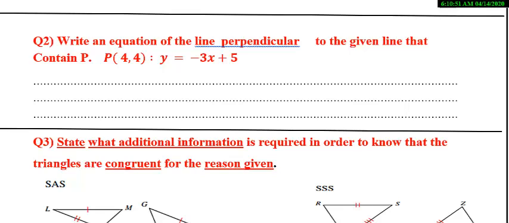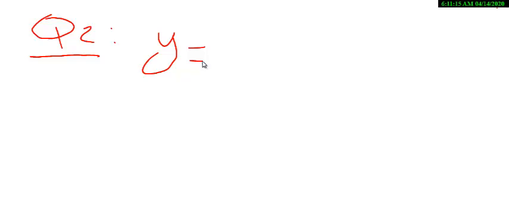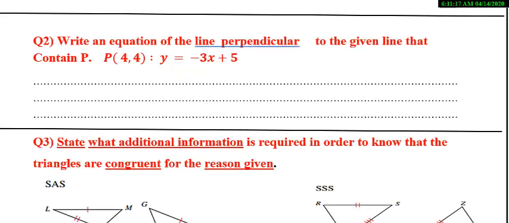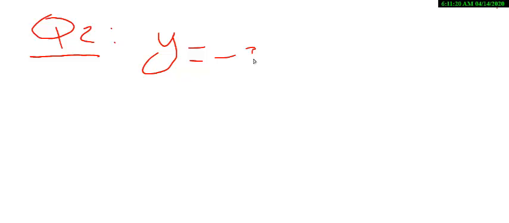We need to go through the definition of the perpendicular line, that the multiplication of the slopes equals negative 1, or you get the slope of the given line, flip it and change the sign to get the slope of the other line. So here I'm gonna write down the equation first. Question number 2: y equals negative 3x plus 5. This is the given line. We need to get the perpendicular. So m1, which is the slope of the given line, is gonna be negative 3.